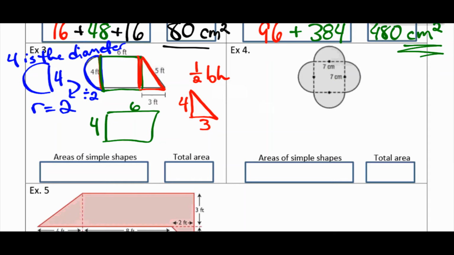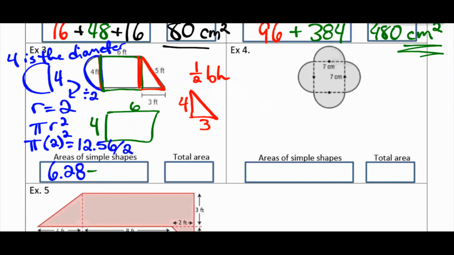Now I'm going to use the formula for area of a circle, which is pi r squared. So pi times 2 squared is 12.56. But I don't have a full circle there. I have only a half of a circle. So I'm going to take that number and divide it by 2, which is 6.28.